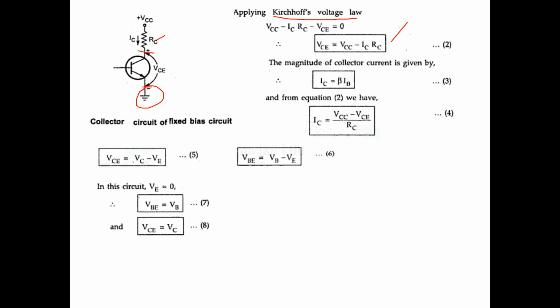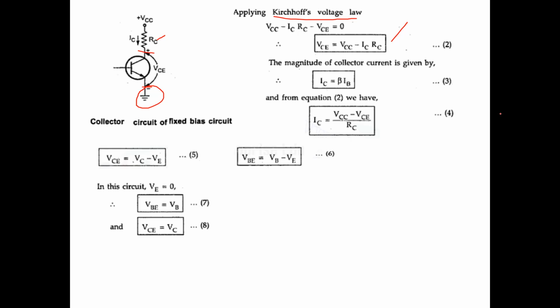What is the amplification factor for the current? IC divided by IB is equal to beta, that is the current amplification factor of the CE configuration. Then what is the IC? IC is equal to beta into IB. And from equation 2 we can have this: IC is equal to VCC minus VCE divided by RC.